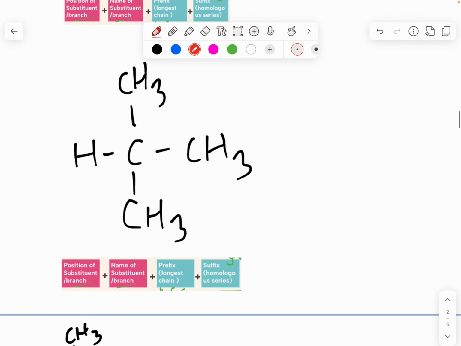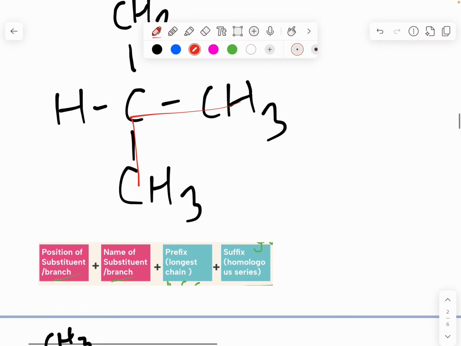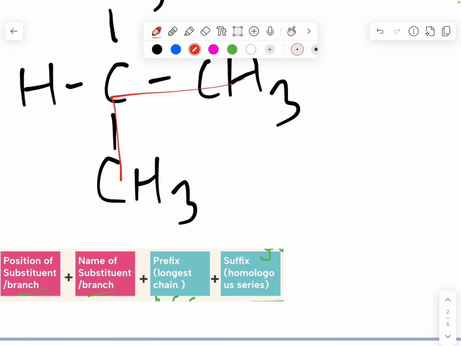Let's do this one. We identify the longest continuous carbon chain. So we could either choose to go this way with 3 carbons, or this way with 3, or this way with 3. And I'm going to stick to that one. The suffix based on our functional group, we're only seeing C single bond C, so it's ANE. Prefix based on the longest continuous carbon chain, we see 1, 2, 3 carbons. That's prop, not pro but prop.